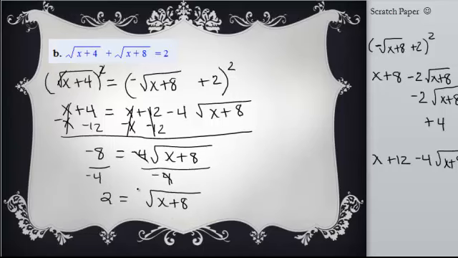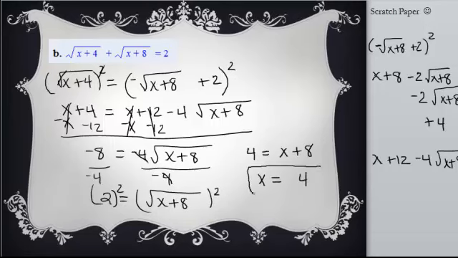Okay, now we get rid of the radical by squaring both sides, and we end up with 4 equals x plus 8. Subtract 8 from both sides, so x is -4. Of course, you need to go back and check your answer and make sure it works. I did check this one and it does work.